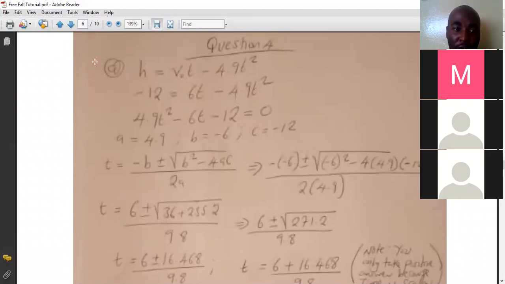Because this one is falling below you, 12 meters below. It's falling. That's why it's negative 12. Mr. Innocent, sir. Oh yeah, I've understood, sir. I wanted to ask about the negative 12. Okay, now you've cleared me.